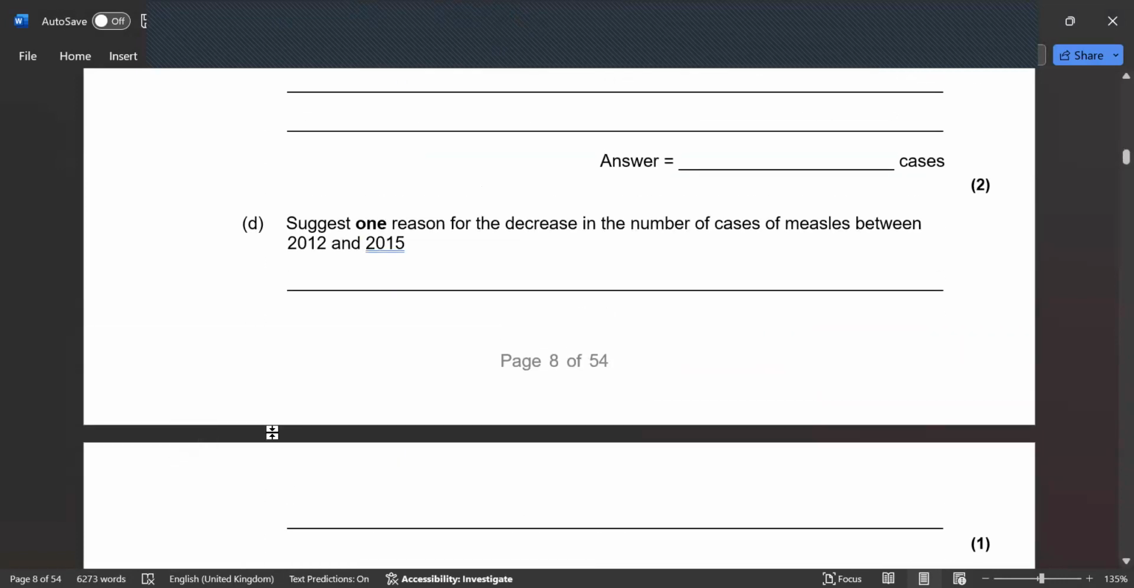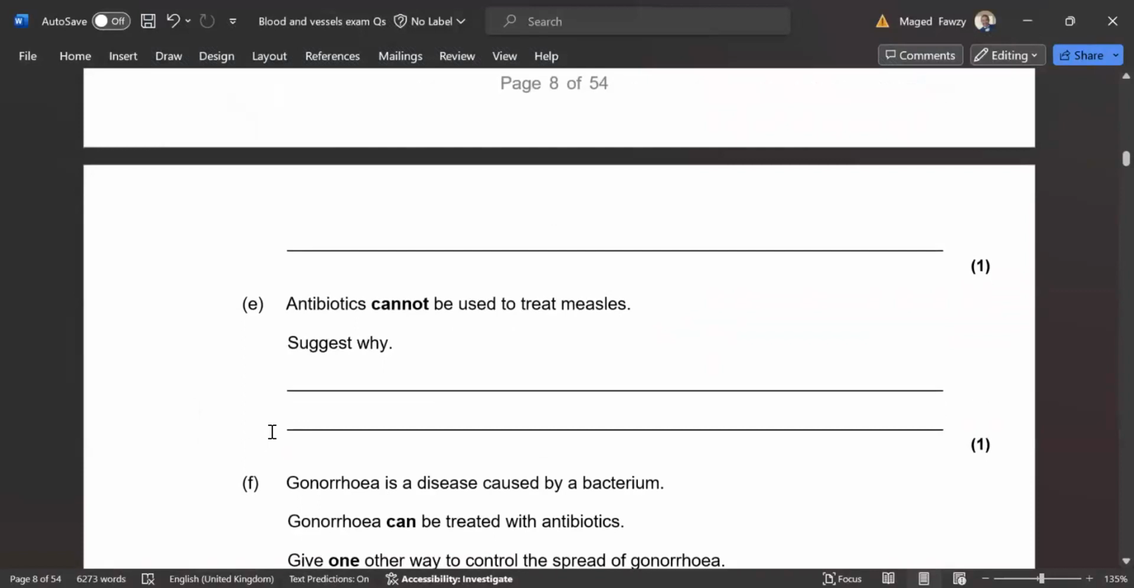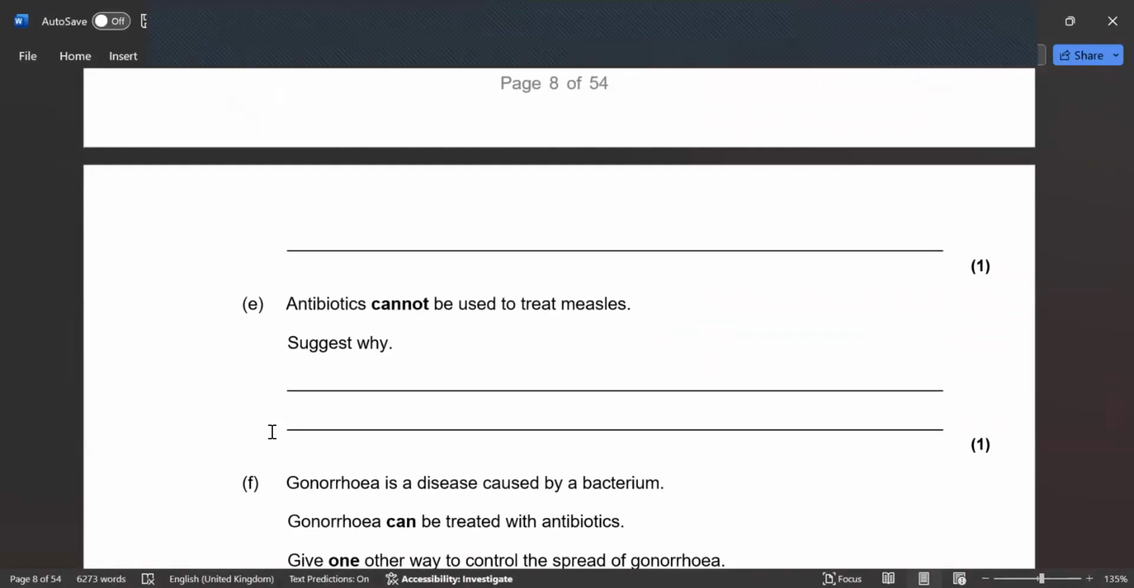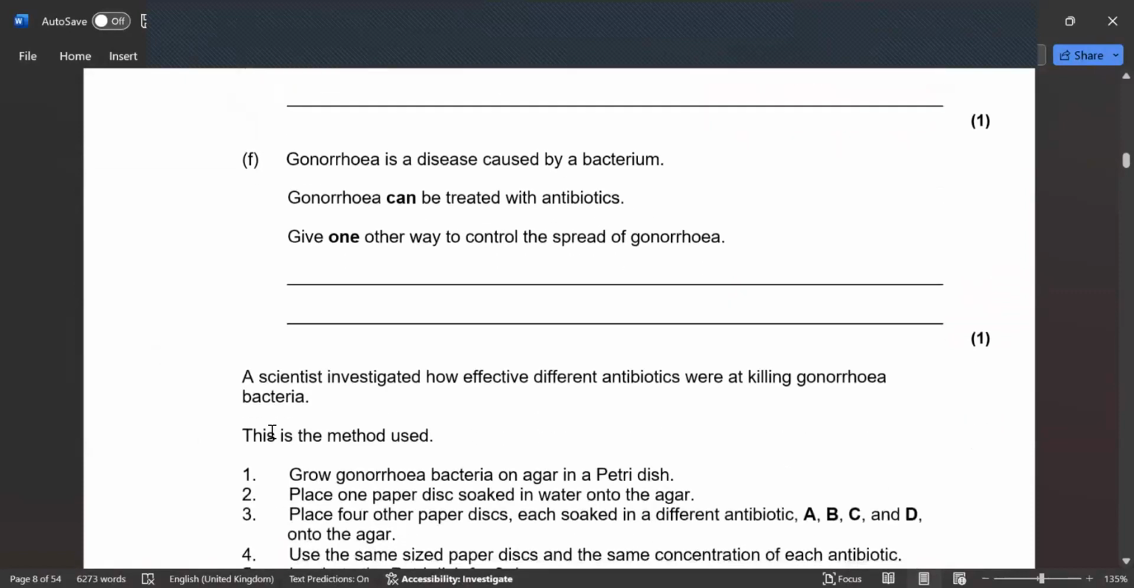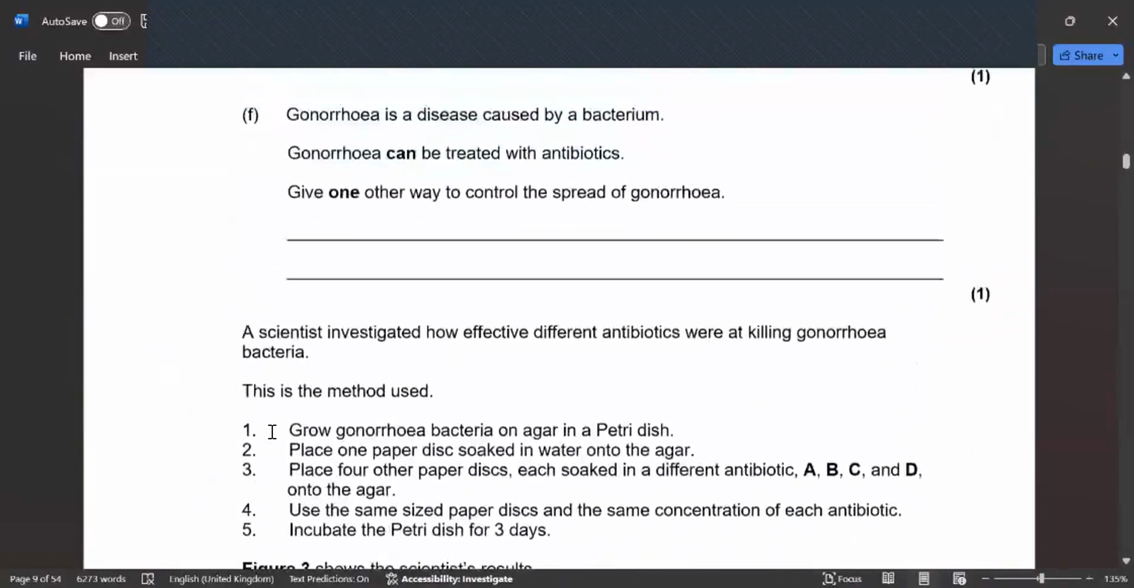So just one reason for the decrease in number of cases, we can talk about vaccination definitely. This question about antibiotics: they cannot be used to treat measles because measles is a virus infection, or viral infection, so it will not be treated by antibiotic. And we will talk about the idea of gonorrhea and this part next time.